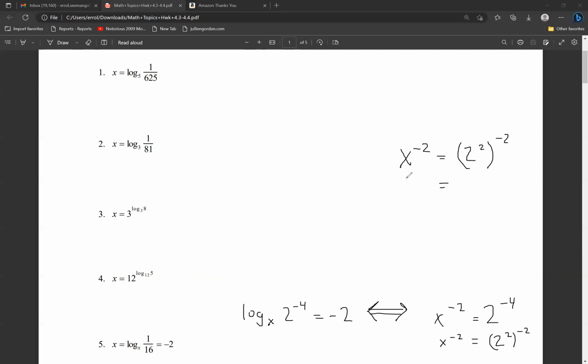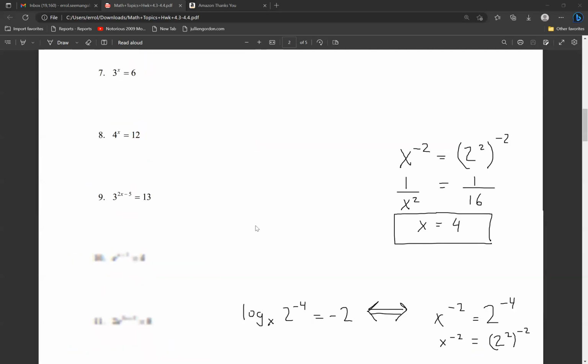So the left side is just 1/x squared, and then the right side is 1/16. So if we solve this for x, what does x turn out to be? What number squared is 16? 4. There you go. So it should be 4. That's the whole problem right there. Let's check that one and see if they got 4.